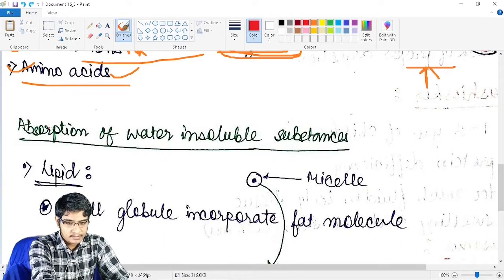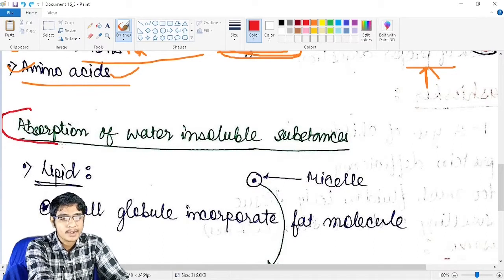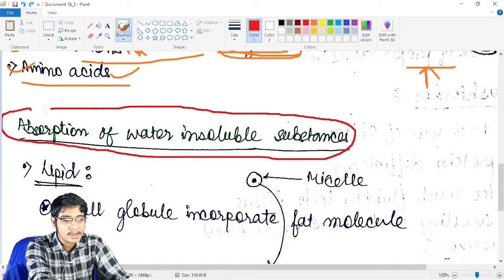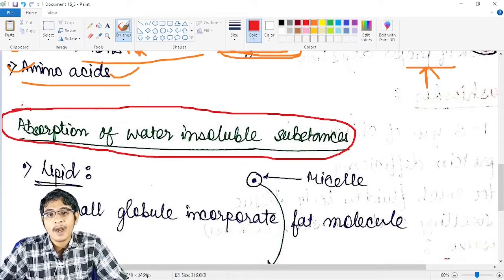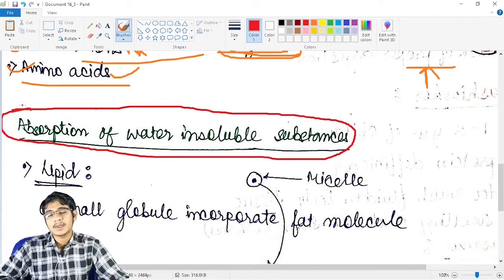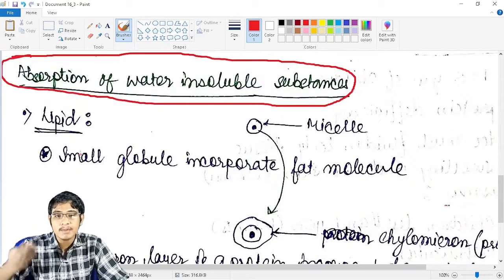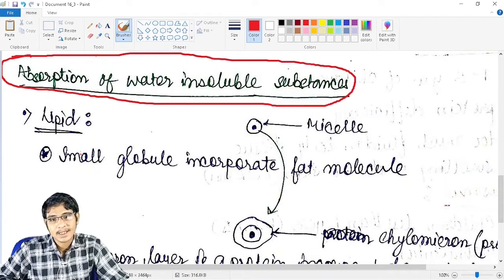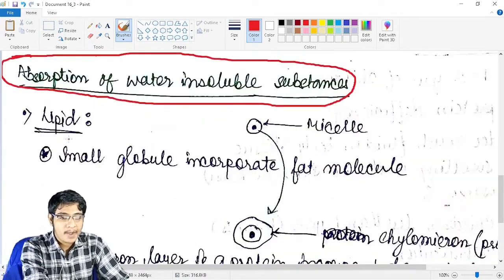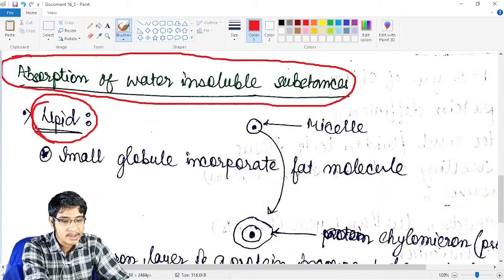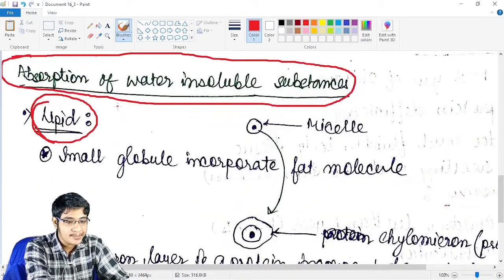So what do we have here? Absorption of water insoluble substances. You know, lipid and fat molecules are insoluble substances. So to absorb them, what system do we have in our body? Let's check it out. Lipid is the insoluble substance. How does it get absorbed? Let's see.